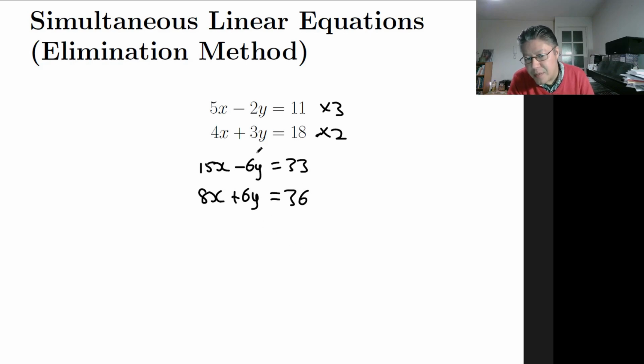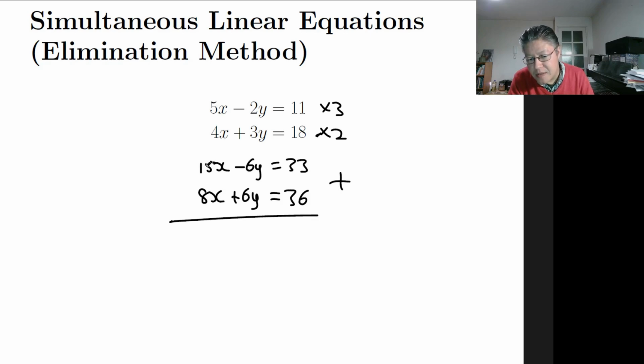So that's the first step, and we've made the y's the same. Although one has a minus and one a plus, that doesn't matter. It's a minus 6y and a plus 6y. And now the next step is that we either add or subtract these, and it depends on the signs. If they have opposite signs, we want to add the equations, and by doing that the y's will disappear. So let's add everything.